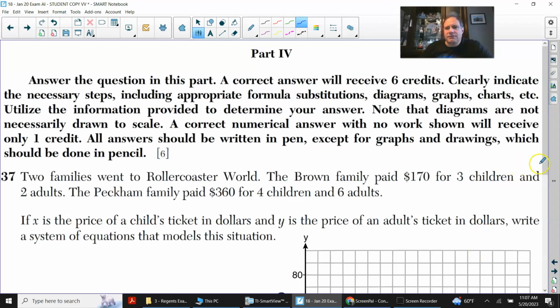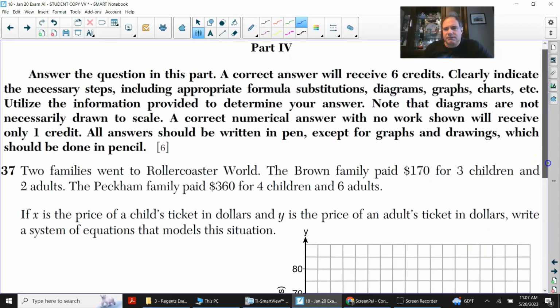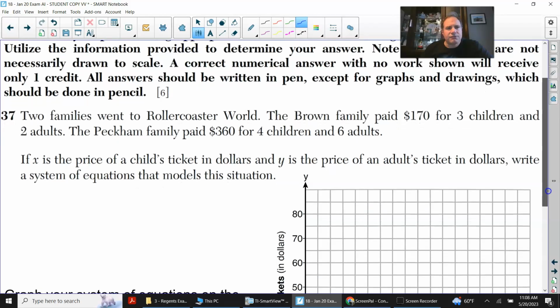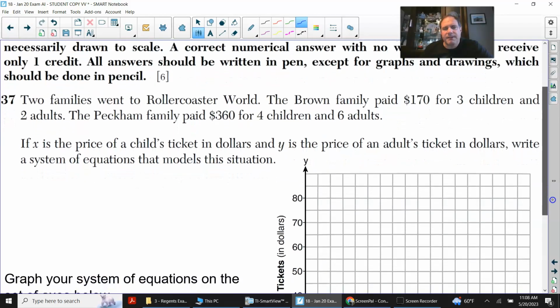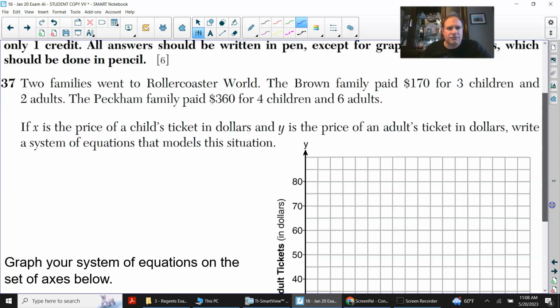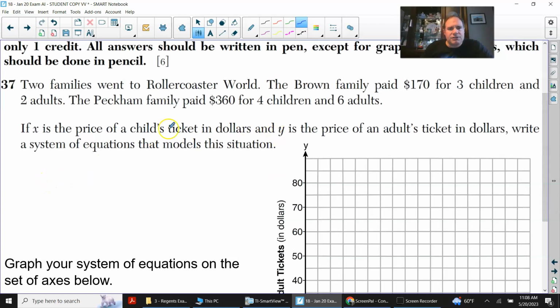All right, last question, part 4, is a 6-point question. 2 families went to Roller Coaster World. The Brown family paid $170 for 3 children and 2 adults. So the adult ticket is Y, and the child ticket is X. So 3 children is 3X, 2 adults, 2Y.